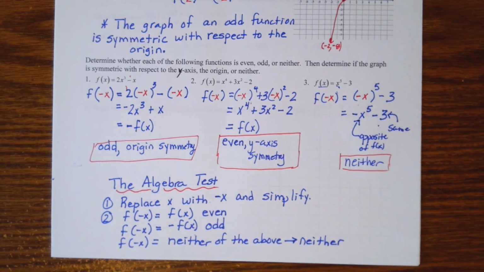All right, so that is part 2 of 2.2. So that is evens and odds and symmetry. So I'm going to stop this video so that we can do part 3.